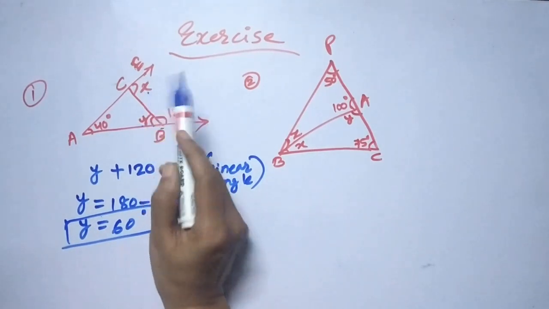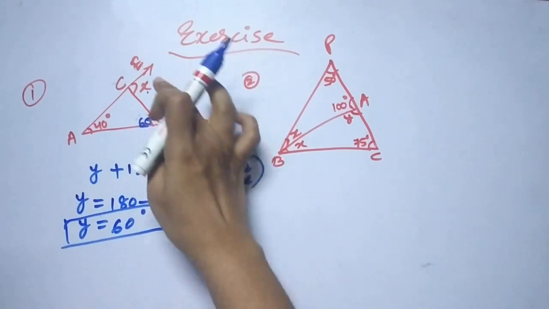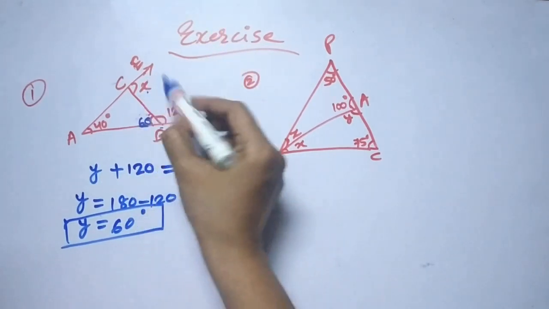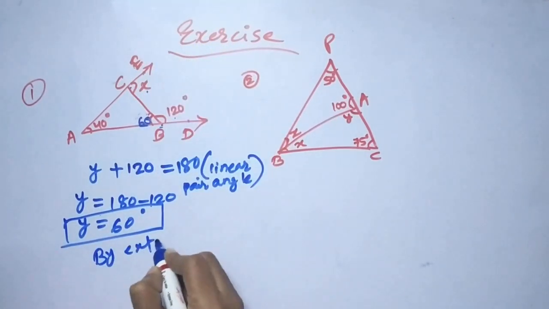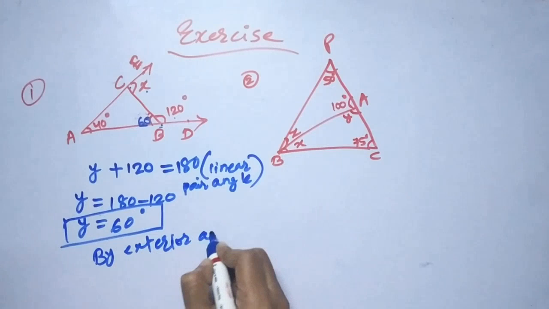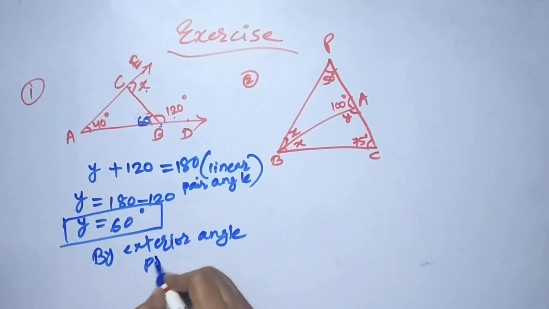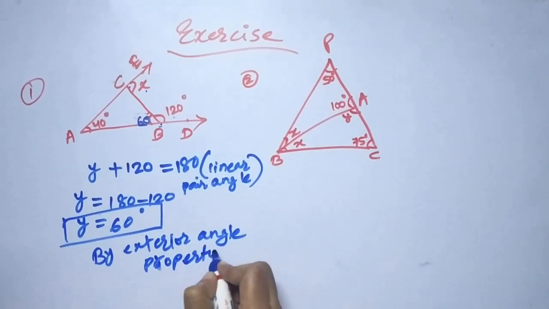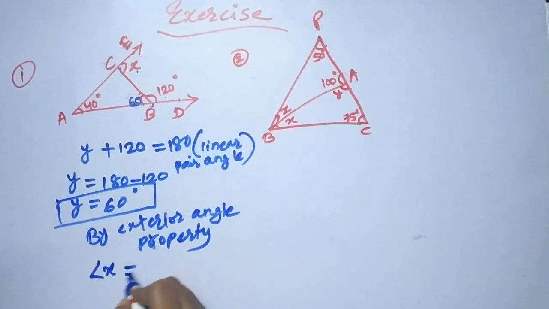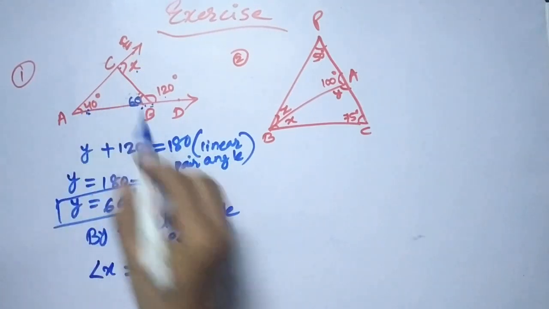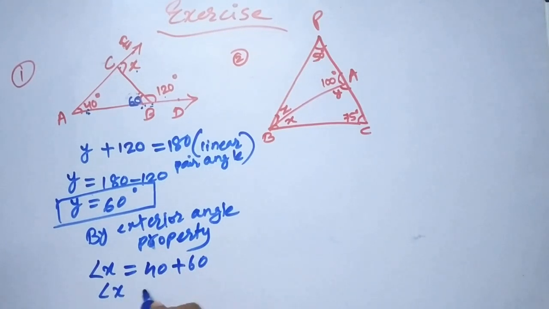Now it is very easy to find X. Simple, this X is what? BCE, this is the exterior angle. So by using the exterior angle property in a triangle, what does the exterior angle property say? This angle X is the sum of its opposite interior angles, which is 40 plus 60. So angle X, friends, we can write down as 100 degrees.